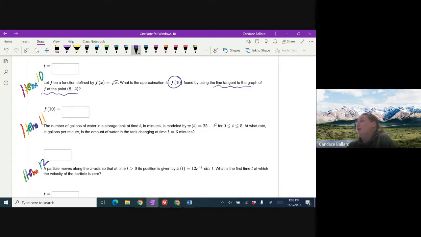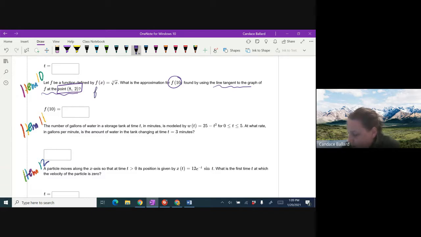Nice job, everybody. We need a point and we need a slope. The good news is I have the point. How am I going to get the slope? Tell me that in the chat. How do we get slope? All right, nice job. We have to do the derivative.